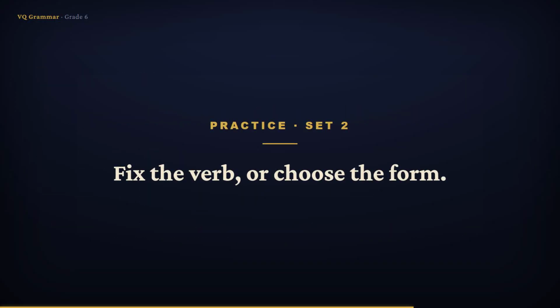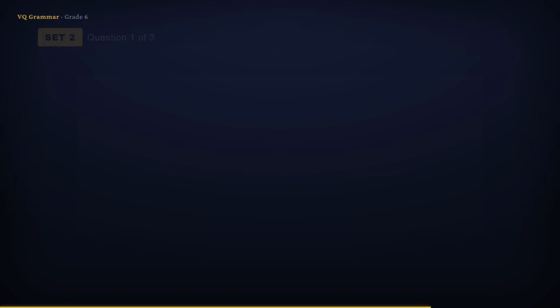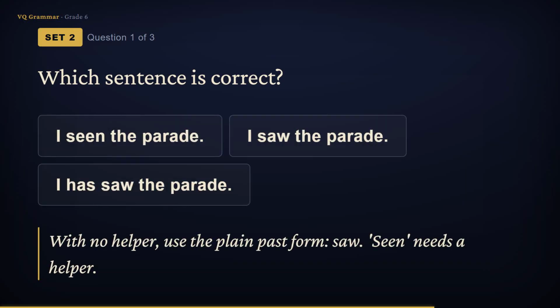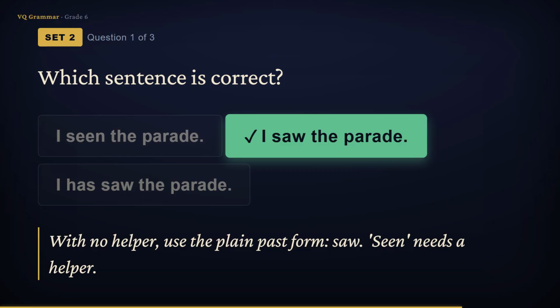Here's our second set. A couple of these ask you to spot the right form, and one asks you to catch a mistake. Keep those 3 questions in mind. When, regular or irregular, and is there a helper? Pause and try each before I answer. Which sentence is correct? First, I seen the parade. That's wrong because seen is a past participle with no helper. Third, I has saw the parade mixes things up badly. The correct one is the second, I saw the parade. There's no helper, so we use the plain past form, saw. So the answer is, I saw the parade.